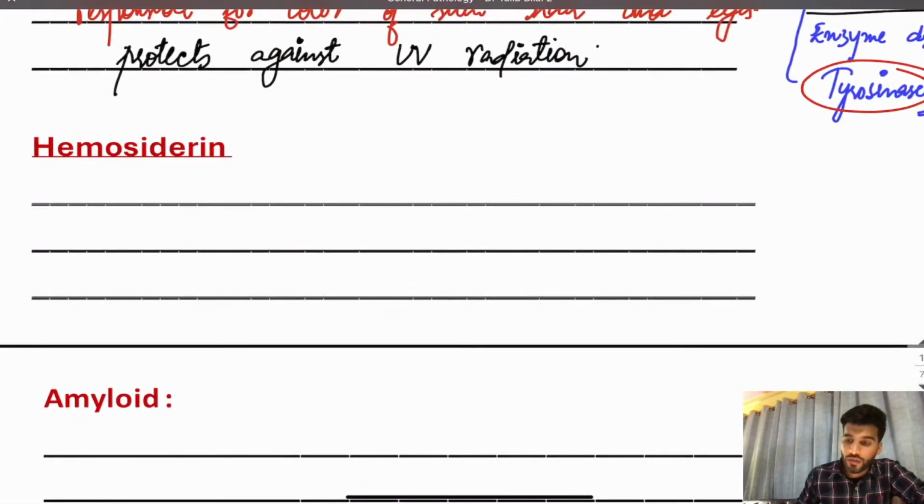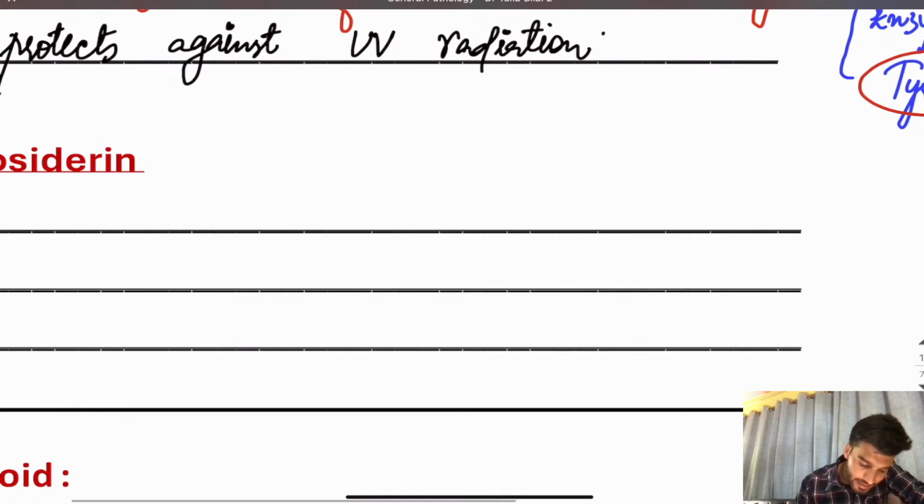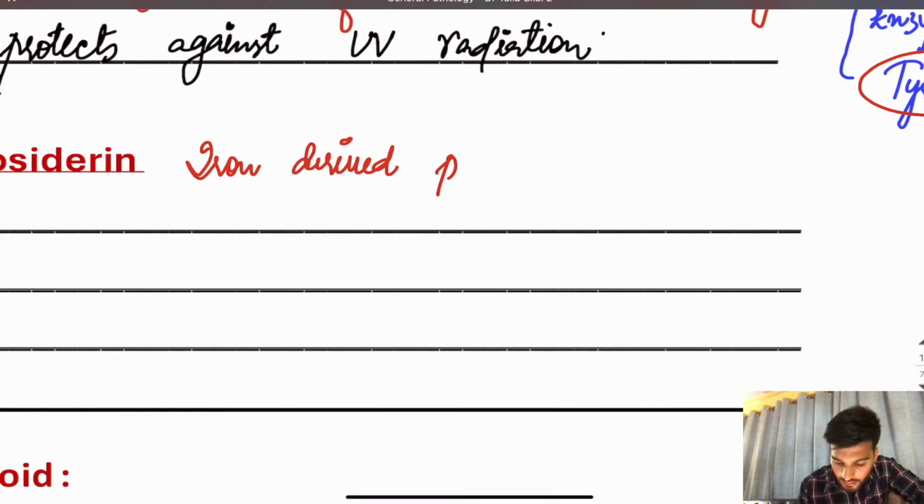Then, guys, hemosiderin. You already know heme, iron, so it's an iron derived pigment. It's an iron derived pigment.